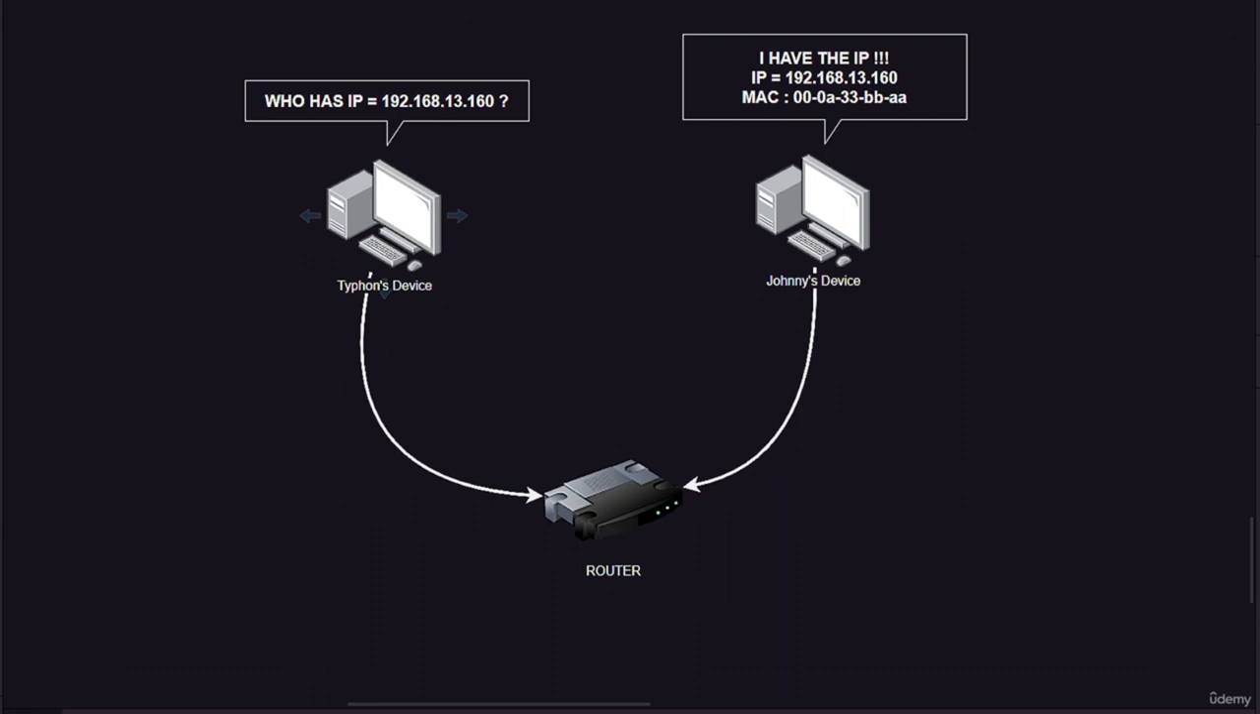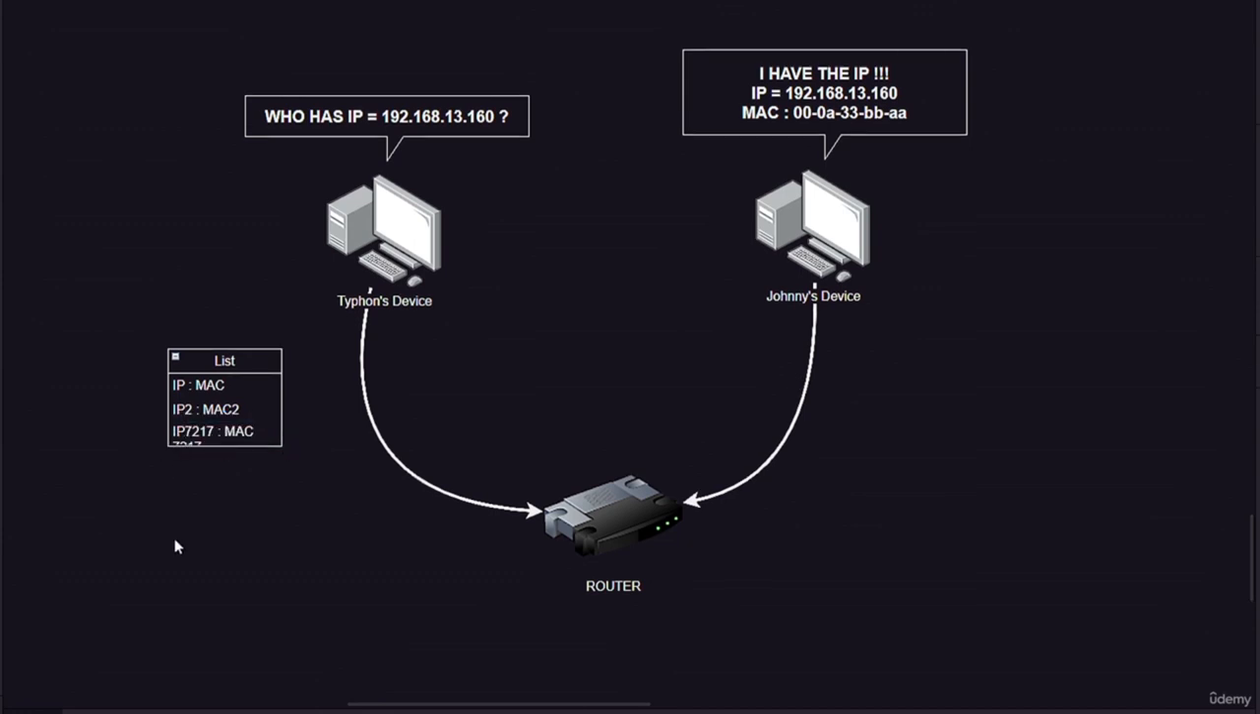So let's say Typhoon's device wants to communicate with Johnny's device in a local network. In order to find the MAC address of Johnny's device, Typhoon's device will first look inside an internal list maintained by it, called the ARP list. Every computer has this kind of list. For example, this IP has this MAC address. This IP has IP2 and MAC2. Most computers and networks have these kinds of lists that store the ARP list.